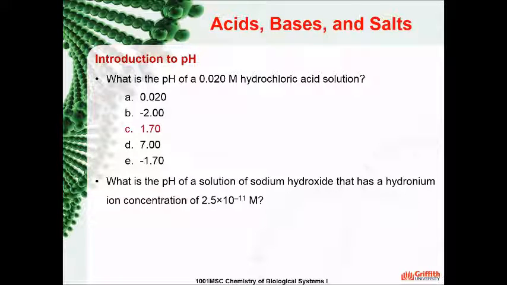What is the pH of a solution of sodium hydroxide that has a hydronium ion concentration of 2.5 times 10 to the minus 11 molar? The correct answer should be D.